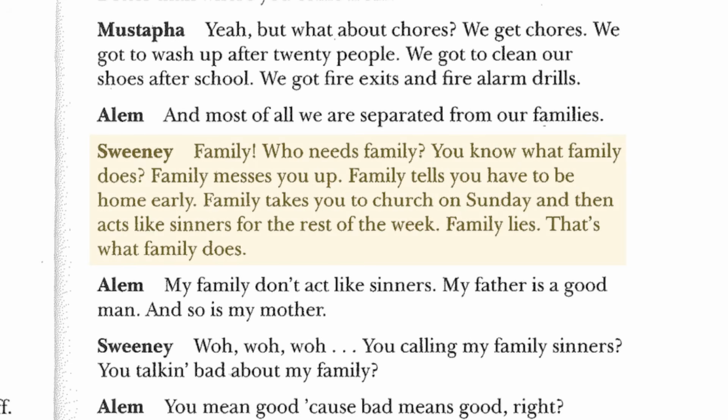Sweeney? Family? Who needs a family? You know what family does? Family messes you up. Family tells you have to be home early. Family takes you to church on a Sunday and then acts like sinners for the rest of the week. Family lies. That's what family does.